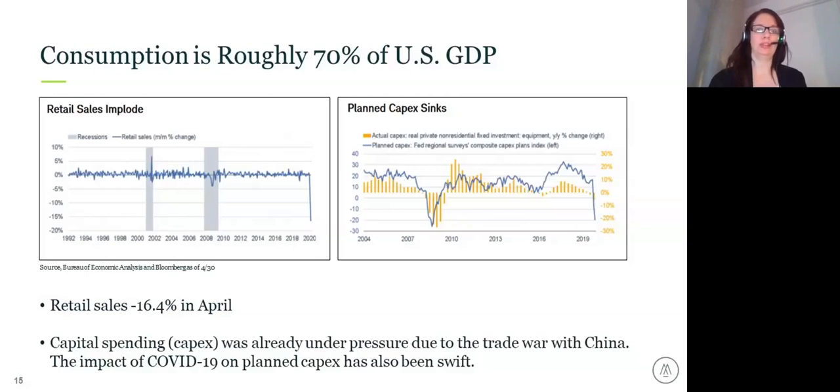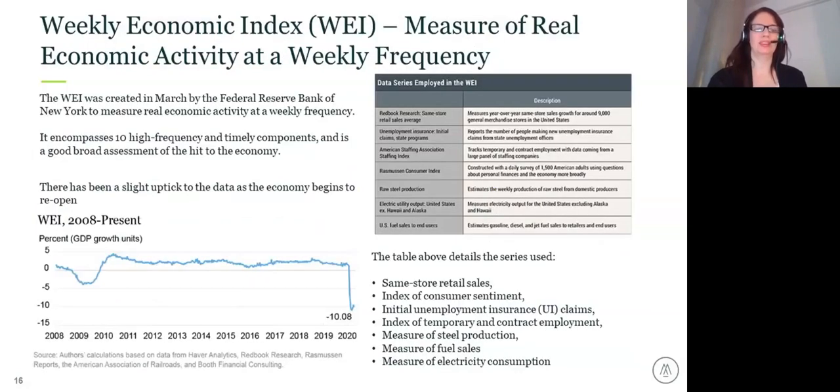So Amanda, if you could flip one more time for me. Yeah, so on this slide, there's a graph showing the incremental improvement to what they call WEI, or the Weekly Economic Index. In March, the Fed created this index to measure high-frequency data to help assist in monitoring economic activity on a week-to-week basis, so we can actually really see incrementally how things are moving.